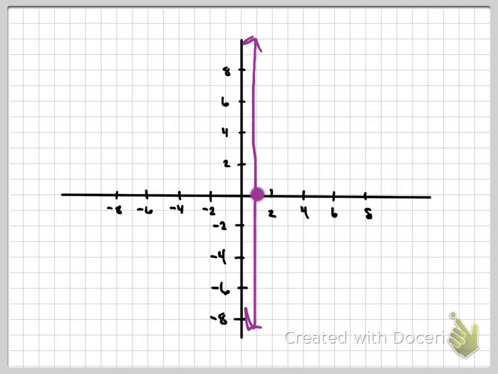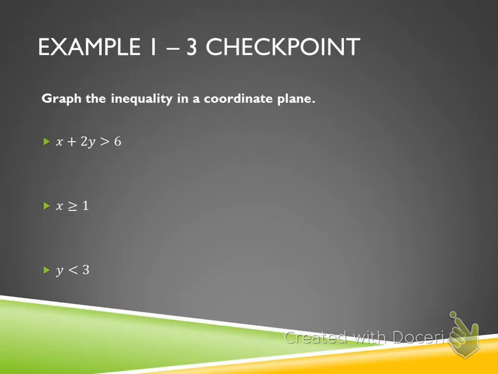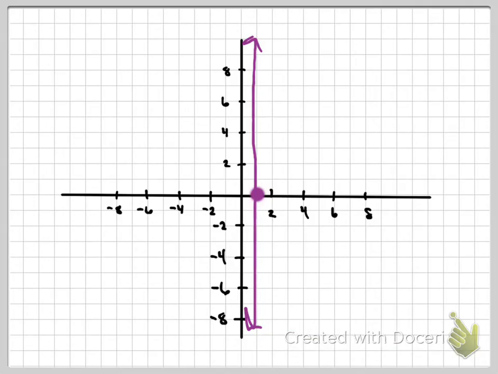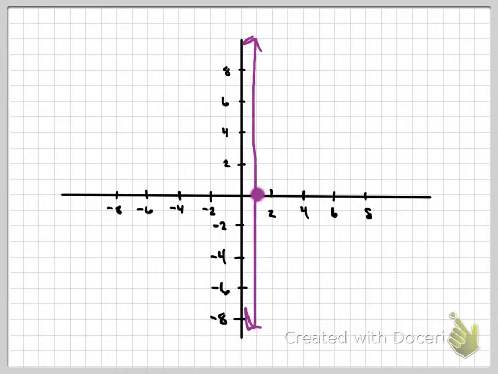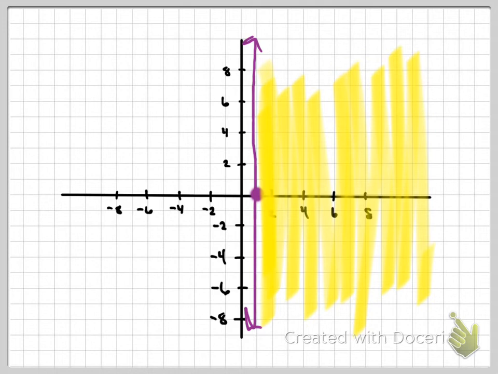Okay, so now, wait, hold on. Is it supposed to be a solid line? Yes, because it's equal to. Okay, it is supposed to be solid. I thought it was supposed to be dotted for a second. Okay, so now, how do you figure out which side to shade? Plug in 0. Is it true that 0 is greater than or equal to 1? No. So guess what? You shade the other side. All right, so you shade the side that does not include your 0, this side, the right side.